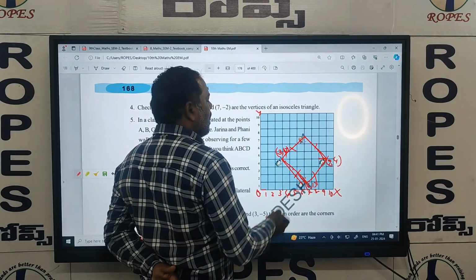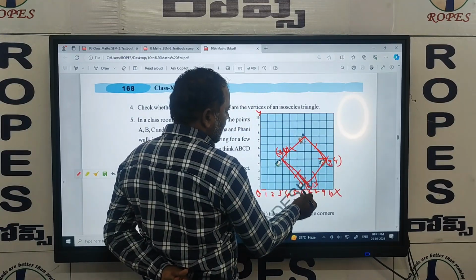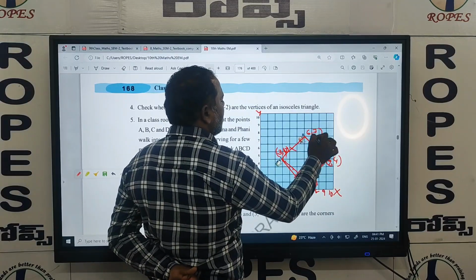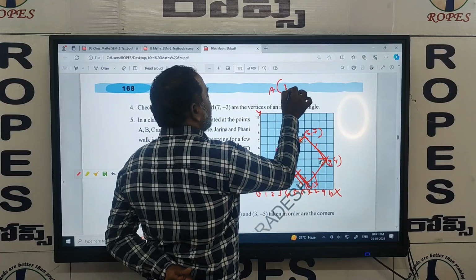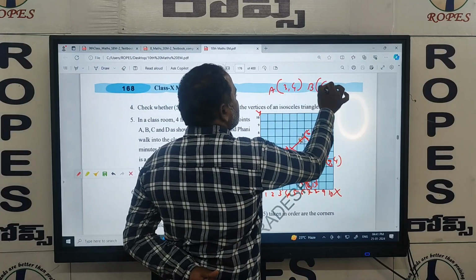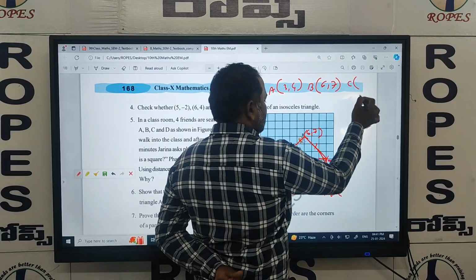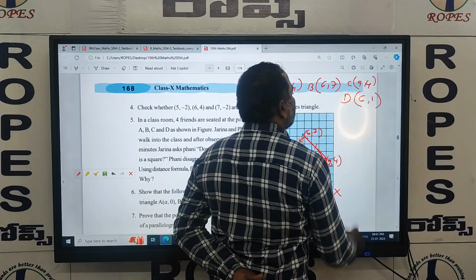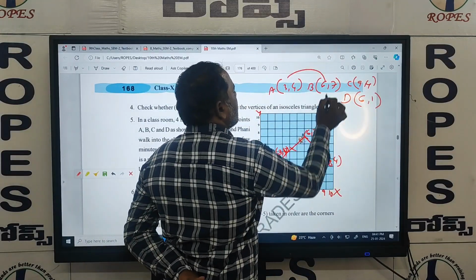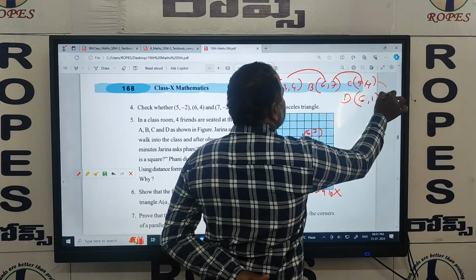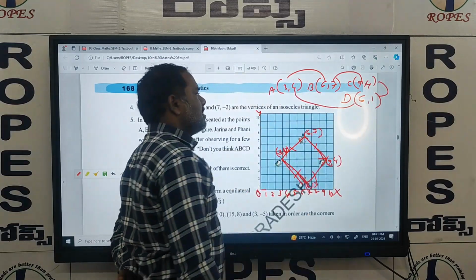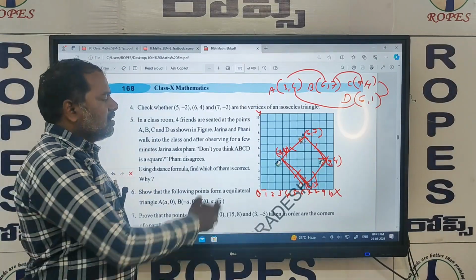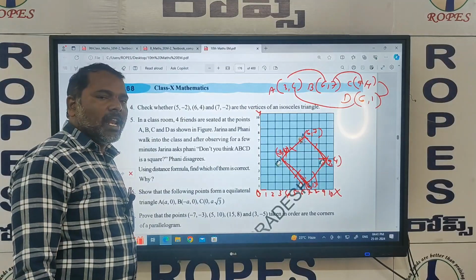This is (9, 4). And B: if we go to B, on the x-axis this is 6, on the y-axis this is 7. So here A is (3, 4), B is (6, 7), C is (9, 4) and D is (6, 1). If you find the AB distance, BC distance, CD distance and DA distance, and you get the same length, then these points ABCD are forming a square.